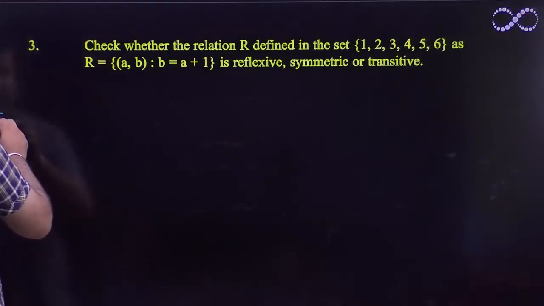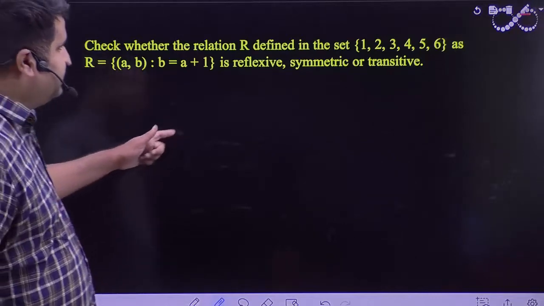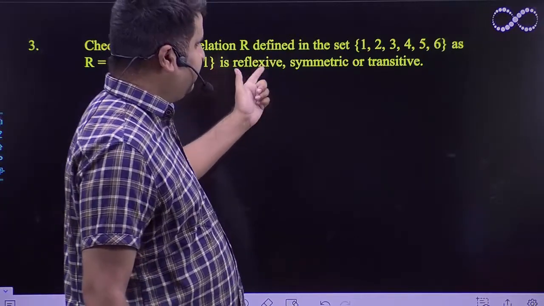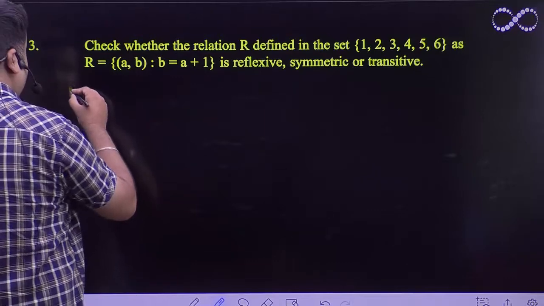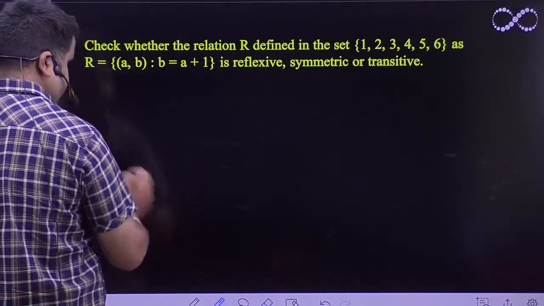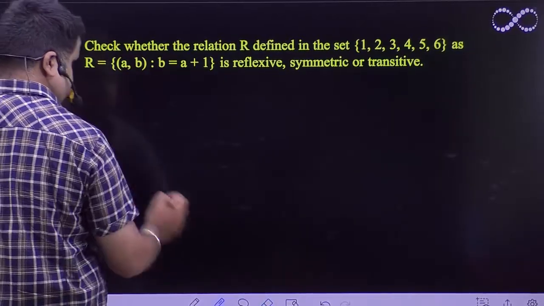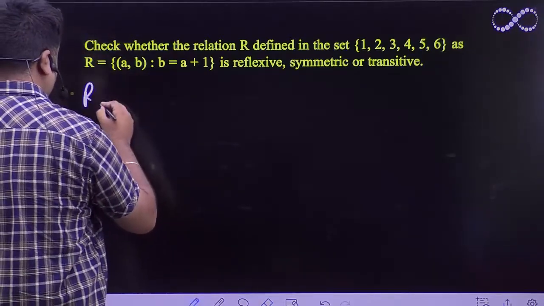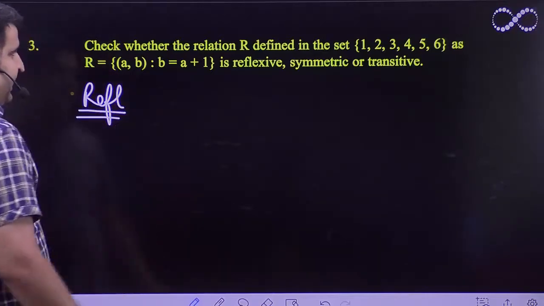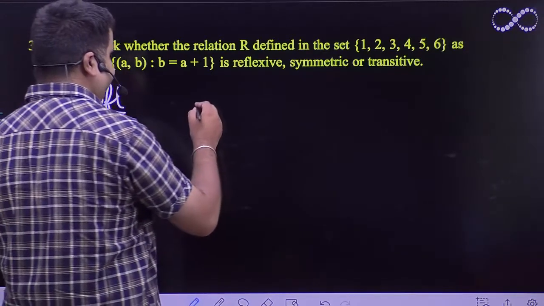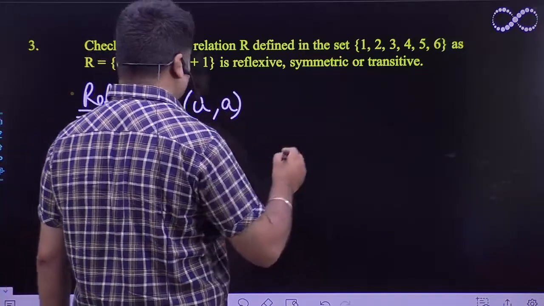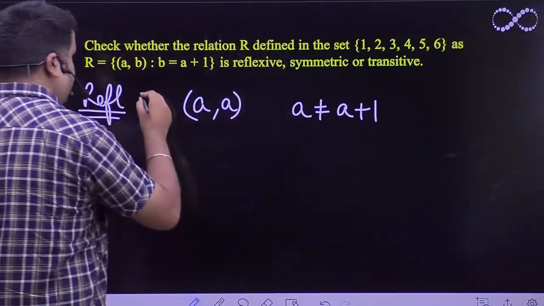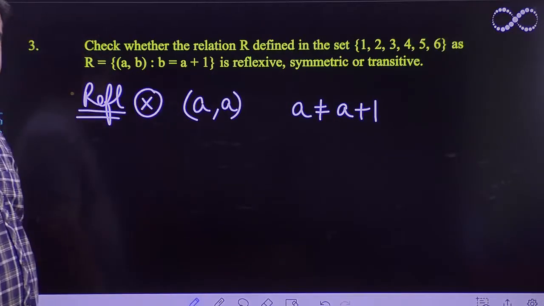The next question is, check whether the relation R defined in the set {1, 2, 3, 4, 5, 6} as b = a + 1 is symmetric, reflexive or transitive. Let's first check for the reflexive property. For the reflexive property, we have to check if (a, a) is present. If we consider (a, a), then a is not equal to a + 1. Therefore, this is not a reflexive relation.